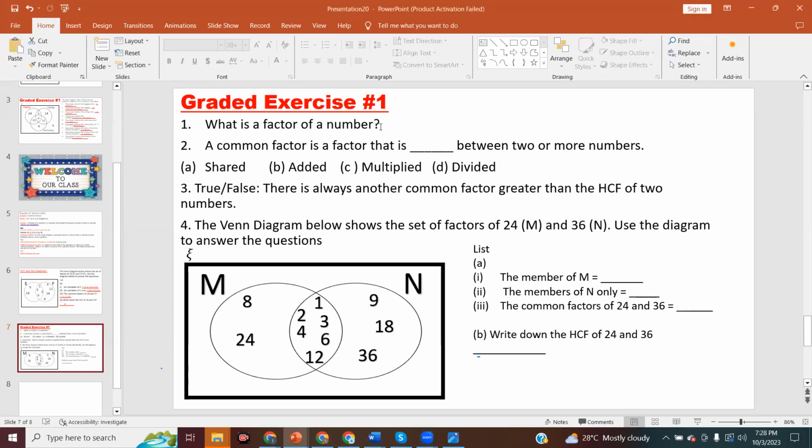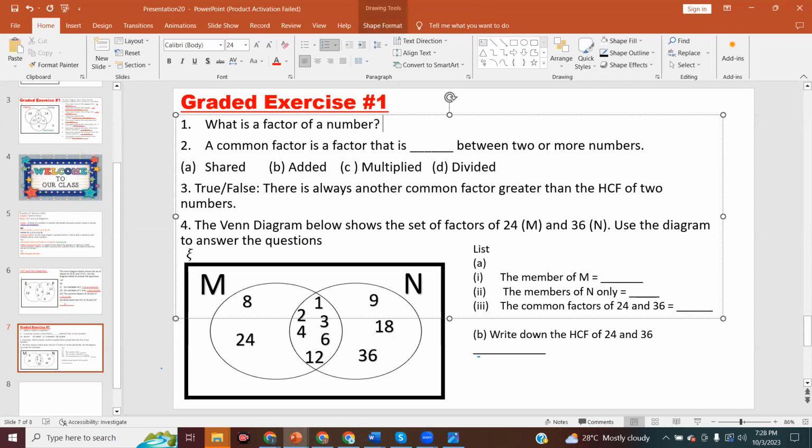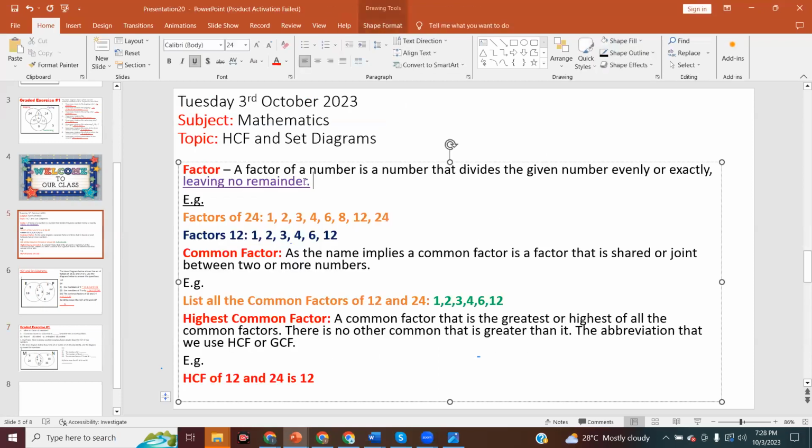What is the factor of a number? What do we have for that? A factor of a number is the number that divides the number given exactly, leaving no remainder. Yes, very good. So it divides the number evenly or exactly. That's the definition I gave you, right? So that's the correct answer for that.